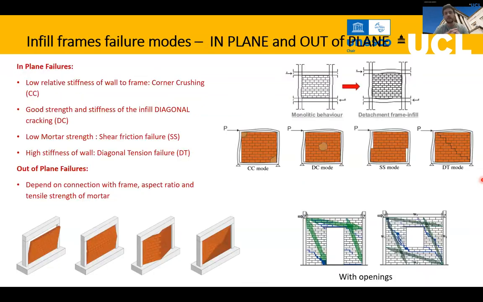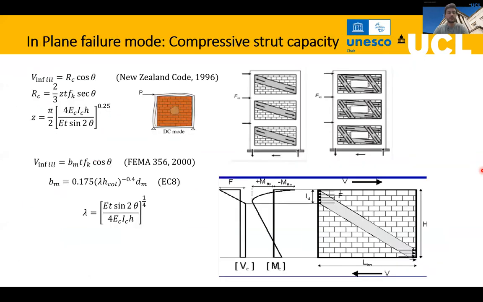In that sense, it's very important to understand the failure modes, the in-plane failure modes and the out-of-plane failure modes. We have different types of corner crushing, for example. We have central crushing over here. We can have this type of shear friction failure or some diagonal tension failure. And out of plane, it will depend on how the connection is between the frame and the wall. Rohit explained a bit of this, so we already understand this behavior.